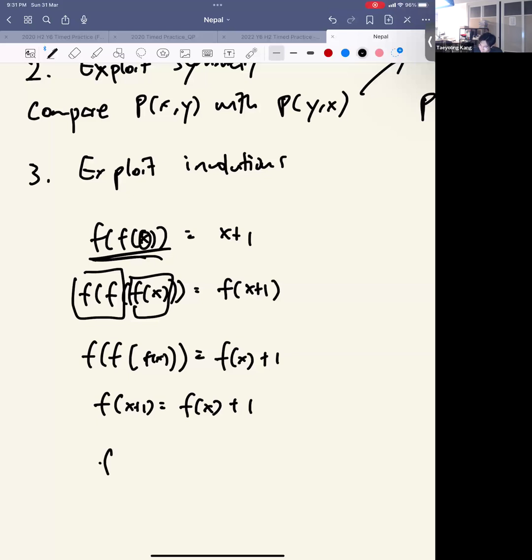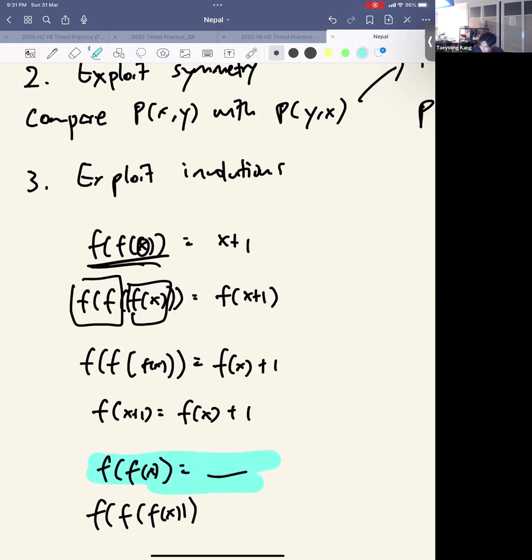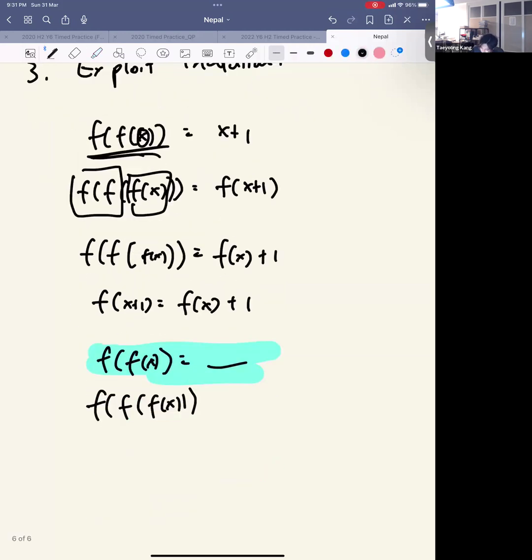So whenever you have f of something equals something, what you want to do is add an additional f and apply this condition on either these two or these two. It'll give you two different results, but the left hand side will be the same.